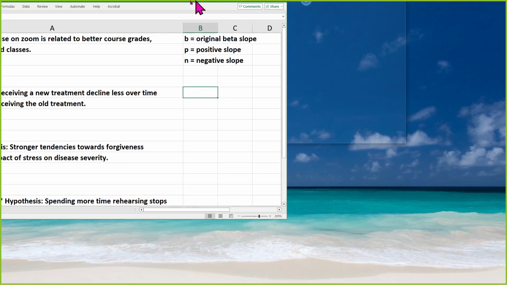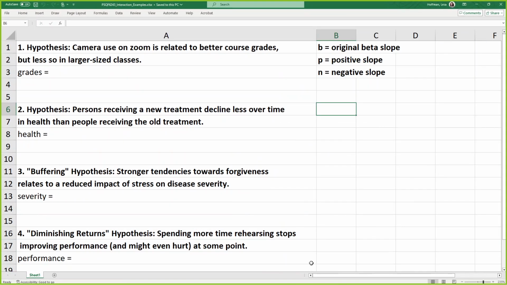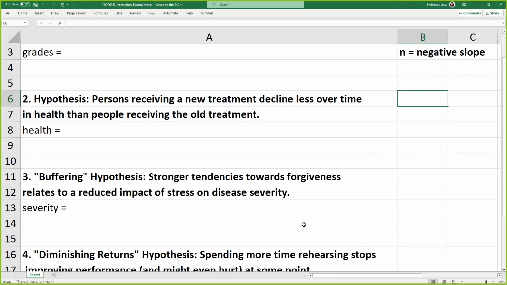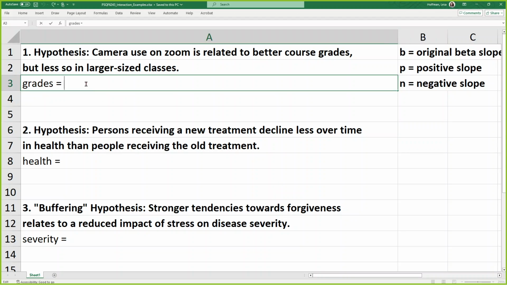Okay, I've got some stories. These are example research questions that would involve moderation. So I want us to go through these, try to figure out conceptually what the equation would look like, and what direction you think the coefficients would go to be consistent with these hypotheses. Okay, so the first one was brought to me by a student during the pandemic. Cool. Hypothesis: camera use on Zoom is related to better course grades, but less so in larger classes.